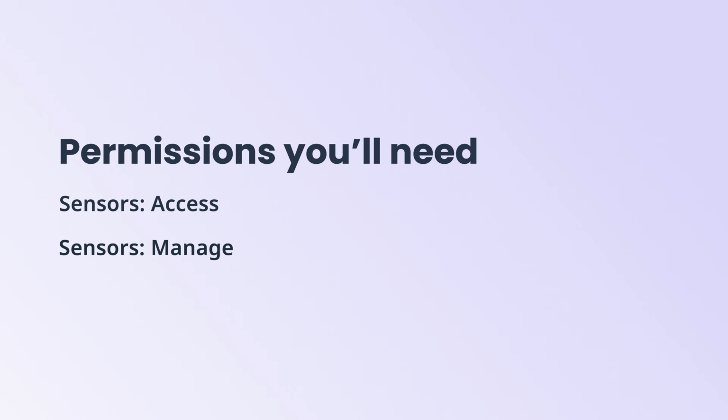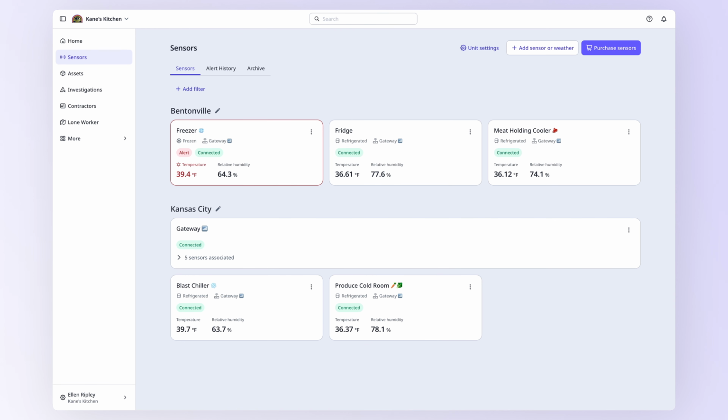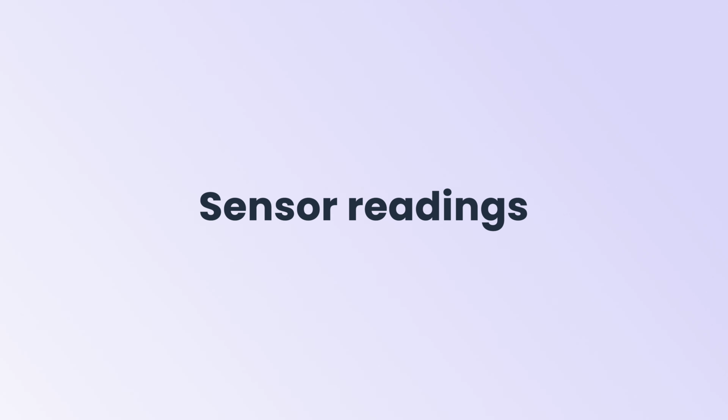Let's start with live monitoring. Head to Sensors. If you don't see it, check under More. It's hiding there. This is your live view. Every sensor connected to your account with its current reading and status. If a reading has moved outside its configured range, it'll be flagged here automatically. Now it's time to go over sensor readings.